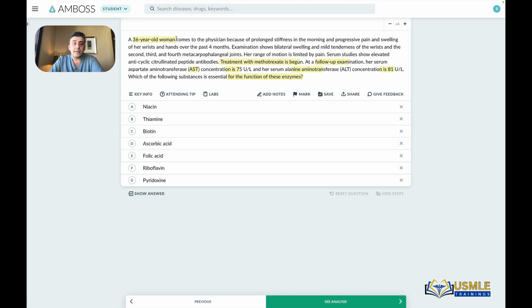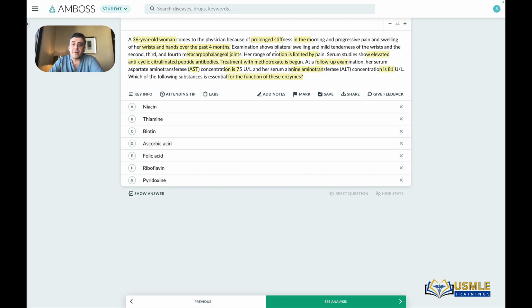A 36-year-old woman comes to the physician because of prolonged stiffness in the morning and progressive pain and swelling of her wrists and hands over the last 4 months. Examination shows bilateral swelling and mild tenderness of the wrists and second, third, fourth metacarpophalangeal joints, MCP. Her range of motion is limited, so they're spoon feeding you rheumatoid arthritis, right? And on top of that, serum studies show elevated anti-cyclic citrullinated peptide antibodies. I'm telling you, ladies and gentlemen, they will spoon feed you information to some point.